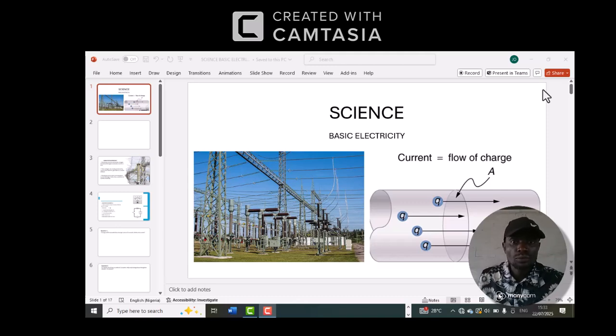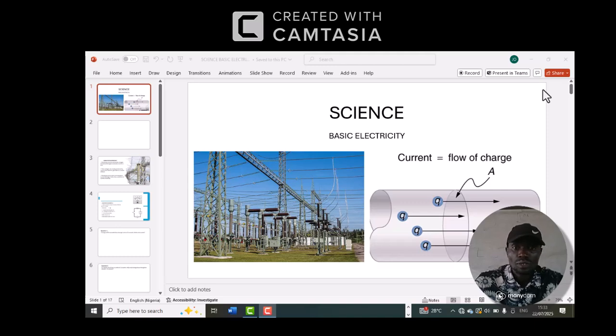All right, we are going to consider basic electricity as our topic for today. What is electricity? So we know that electricity is one of the most essential forms of energy in the modern world. From lighting our homes and powering appliances to running industries and enabling communication, electricity plays a vital role in our everyday lives.